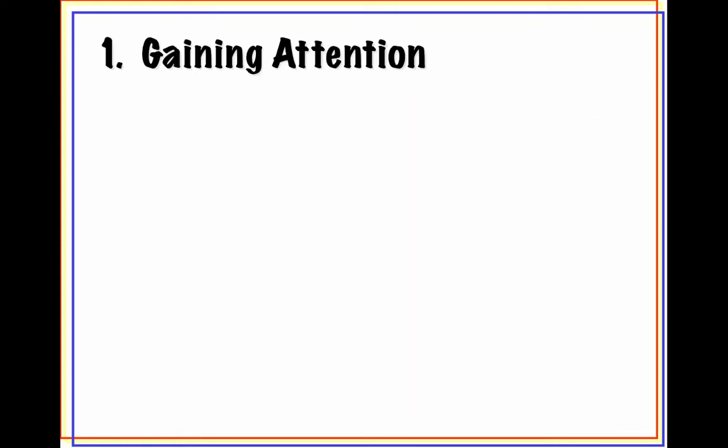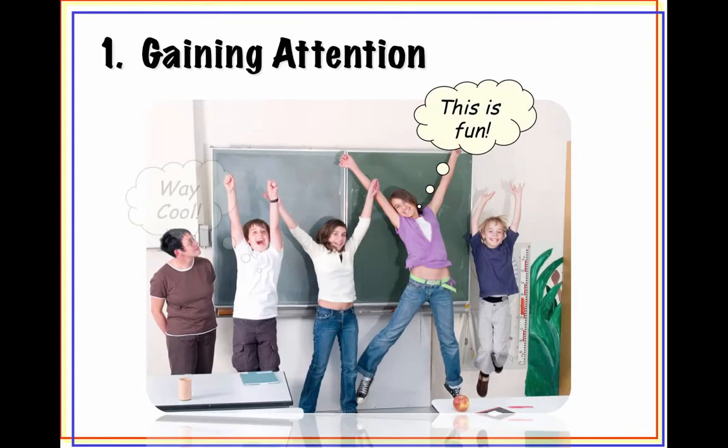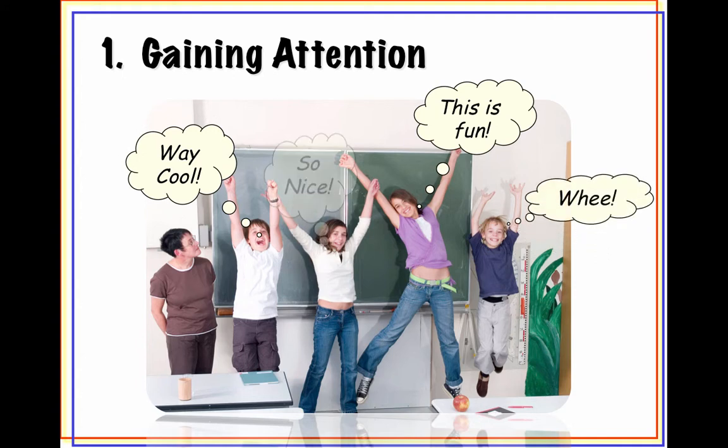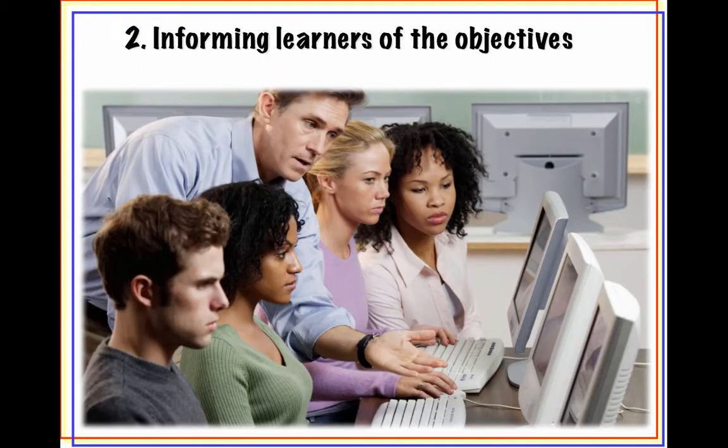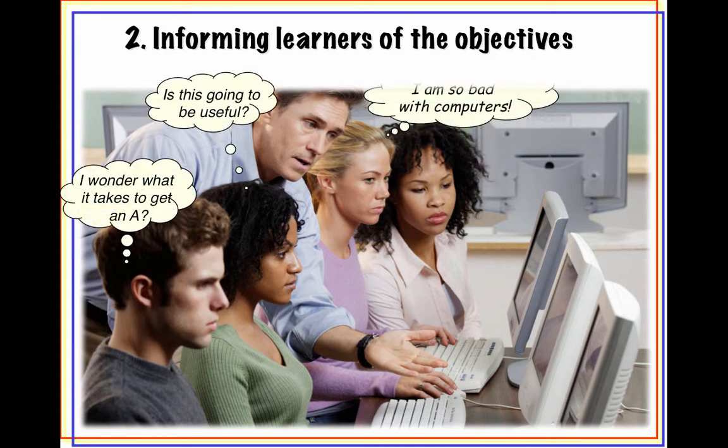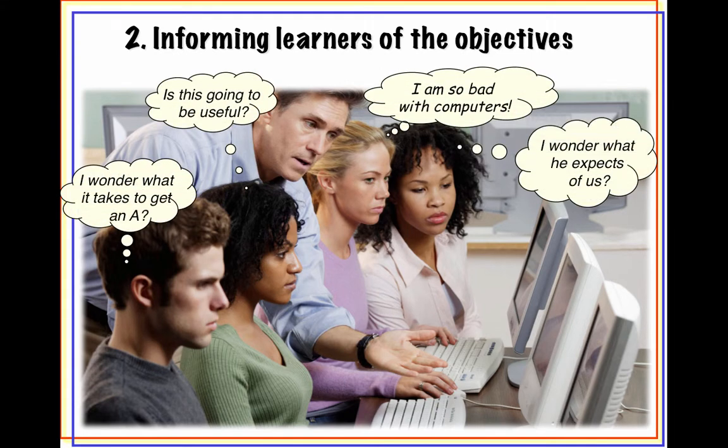First of all, gaining attention. What you're trying to do in this step is excite and motivate the students to learn. What you'd like to try to do is link this to the subject matter itself, informing the learners of the objectives. Learners are all curious about what they're going to learn, wondering whether they're going to get a good grade, wondering what the expectations are, and sometimes being fearful that they won't do well.